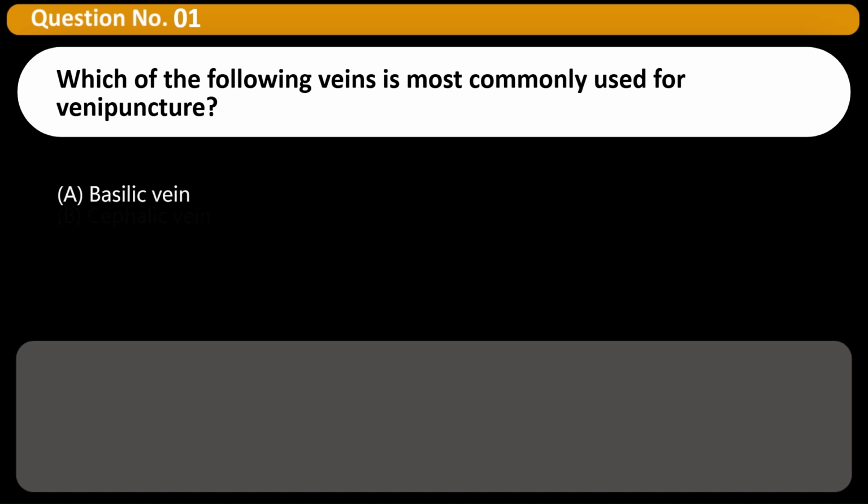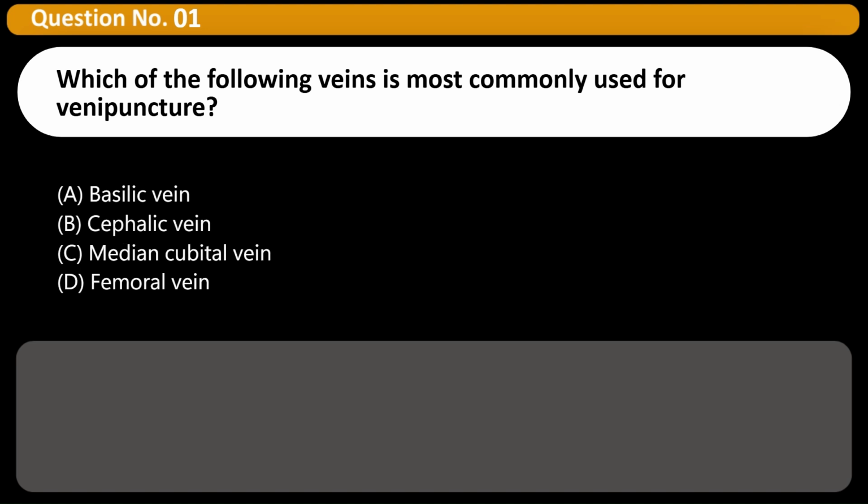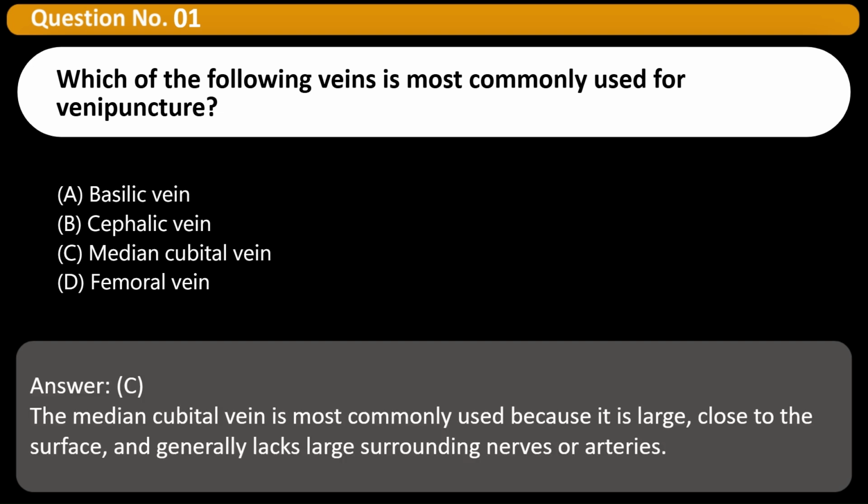Which of the following veins is most commonly used for venipuncture? A. Basilic vein. B. Cephalic vein. C. Median cubital vein. D. Femoral vein. Answer: C. The median cubital vein is most commonly used because it is large, close to the surface, and generally lacks large surrounding nerves or arteries.